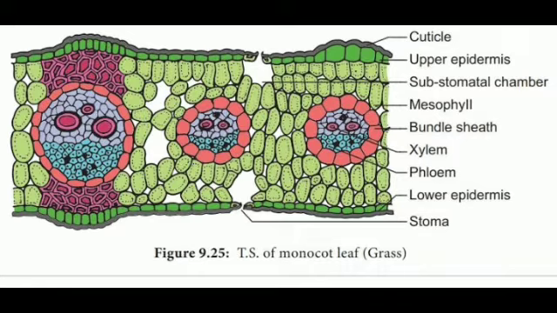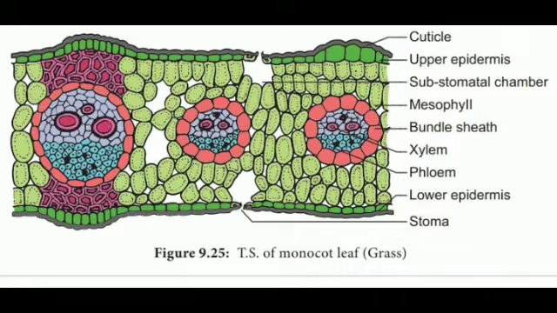Next, mesophyll. Mesophyll is the ground tissue that is present between both epidermal layers. Mesophyll is not differentiated into palisade and spongy parenchyma. The cells are irregularly arranged with intercellular spaces. These cells contain chloroplasts. Third one, vascular bundles.